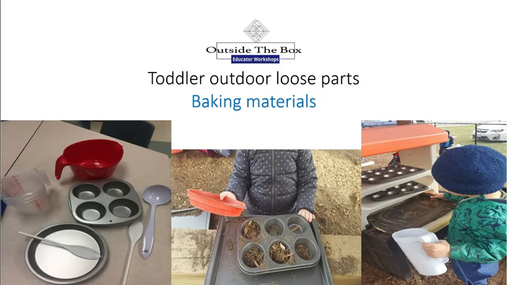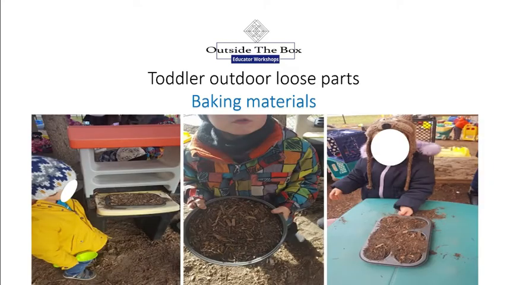When heading outdoors with toddlers, try including some baking materials in your outdoor space. Toddlers love using natural materials for pretend baking. Here we can see muffins made of wood chips and some play equipment made into an oven. It's amazing to see the level of engagement that is created by just adding baking materials to your outdoor space.